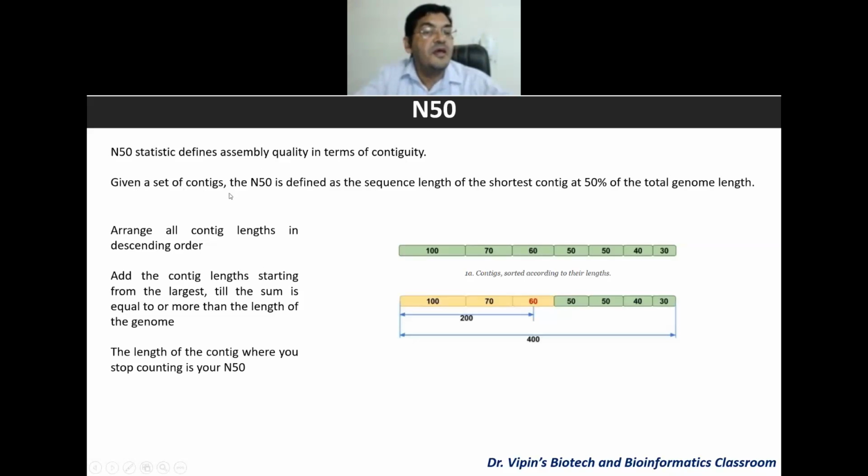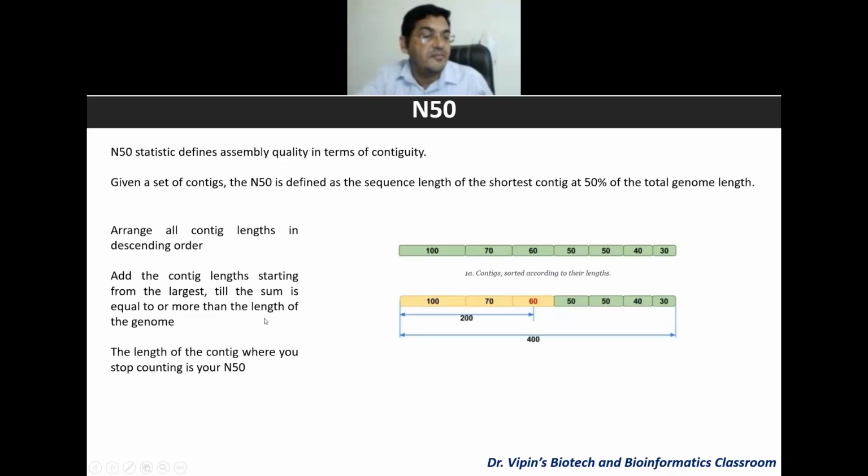Given a set of contigs, the N50 is defined as the sequence length of the shortest contig at 50% of the total genome length. Arrange all contig lengths in descending order. So you arrange all the contig lengths in descending order, and then you look for the contig which gives you 50% of the total genome length, right? So add the contig lengths starting from the largest till the sum is equal to or more than half the length of the genome.